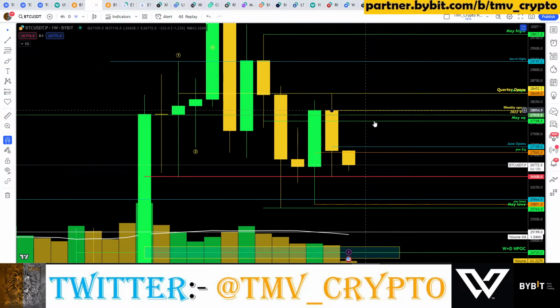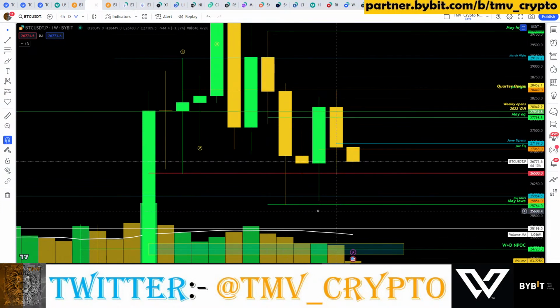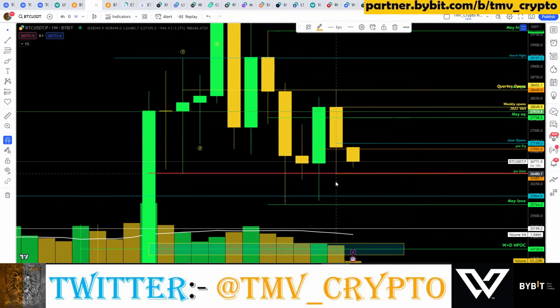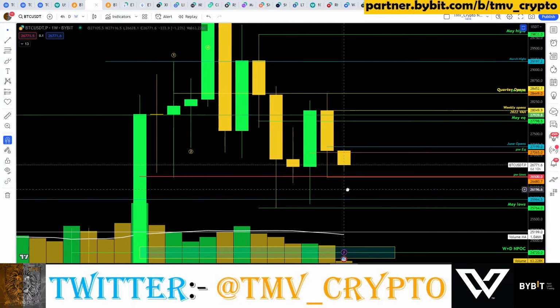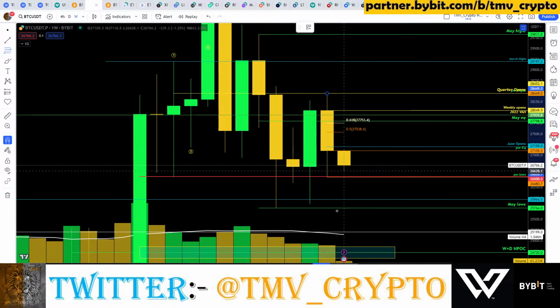So now we talk about the previous week highs. Now we need to settle a little bit on the previous week lows. The previous week lows are here. Just forget the red line. The red line is very important. I'm not going to discuss what the red line is at the moment, but we'll let you know. 27,464.9.